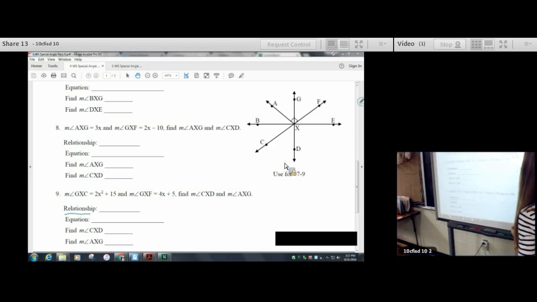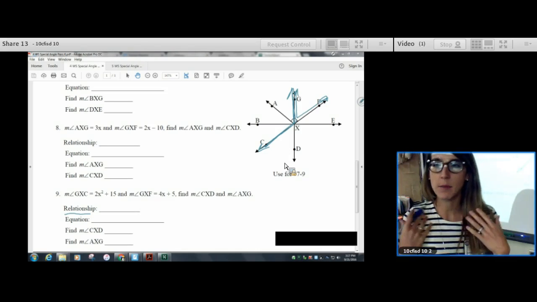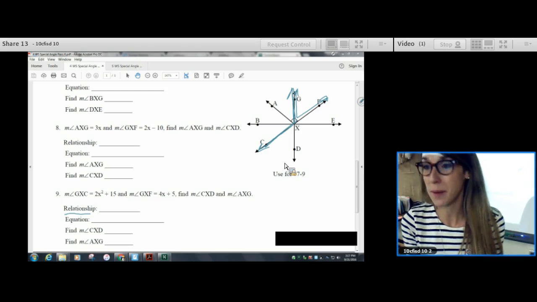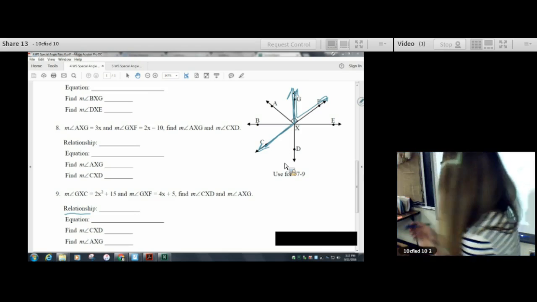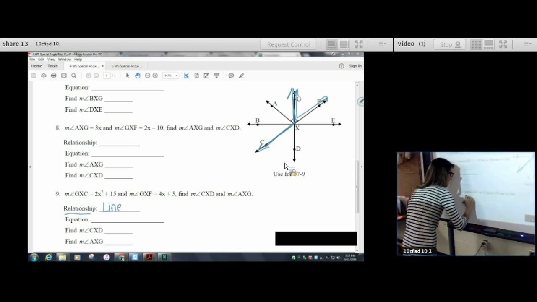GXC. Whoa, that's an obtuse angle. Well, maybe. We can't assume, right, guys? And GXF. So the first thing I do is decide what angles those are. What is the vocabulary word? Some students would say adjacent, but you know what? They're more than that. Some students would say supplementary, and you're right, they are. But the relationship we want you to write, the most specific name you could give it, is linear pair.